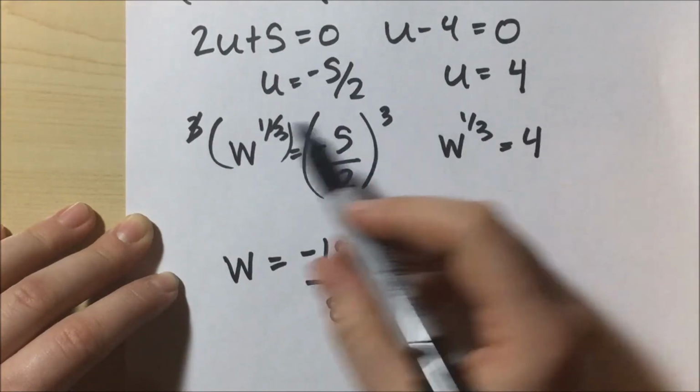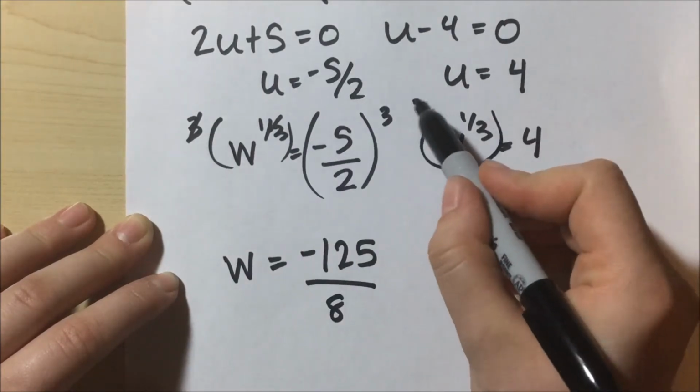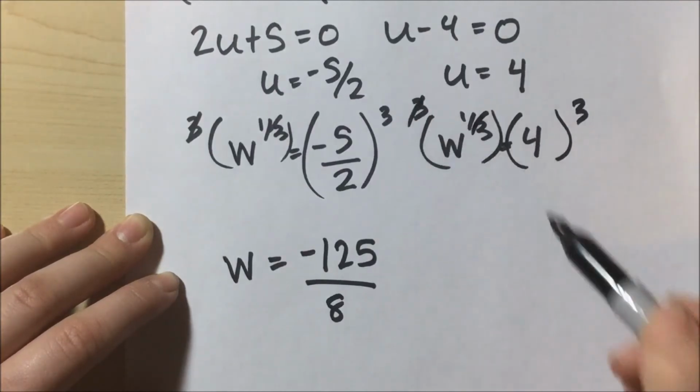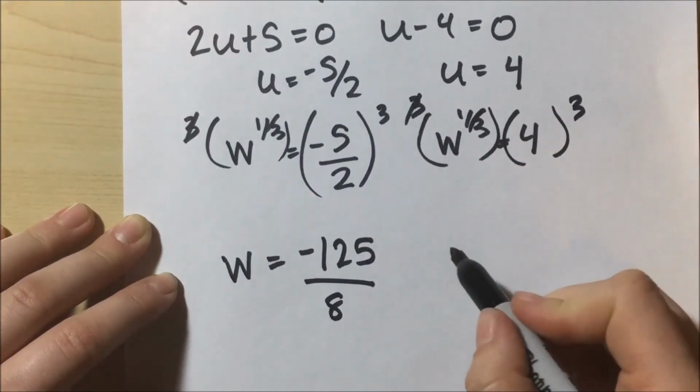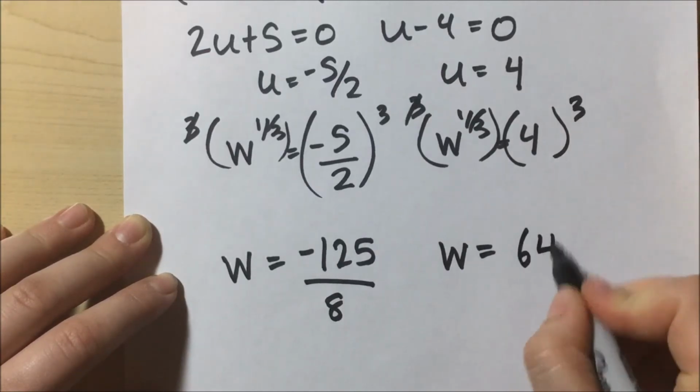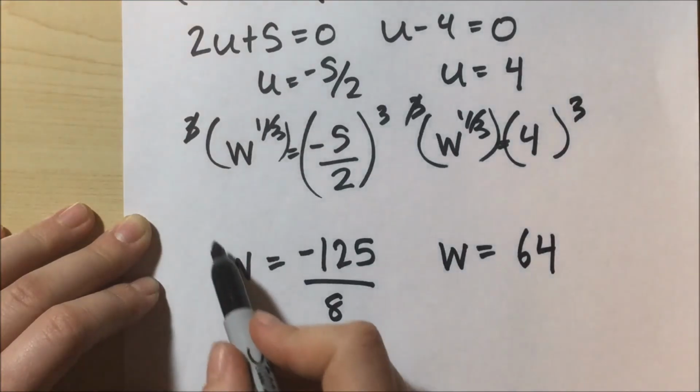And then here, I'm going to do the exact same thing. Raise w to the 3rd power and 4 to the 3rd power. That cancels. And I am left with w equals 4 to the 3rd power, which is going to be 64. And those are my answers.